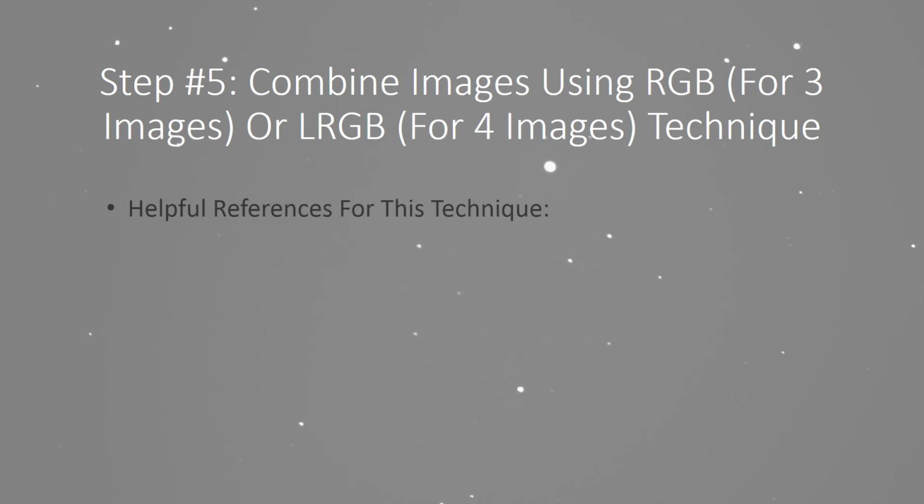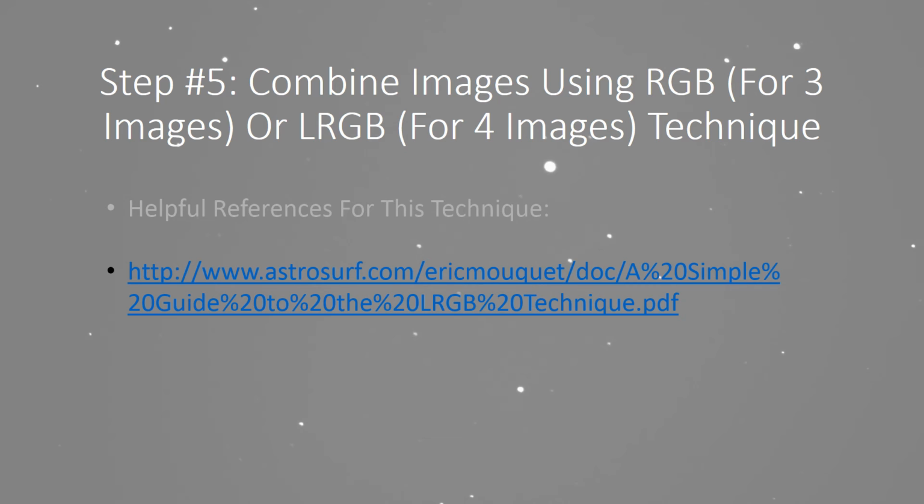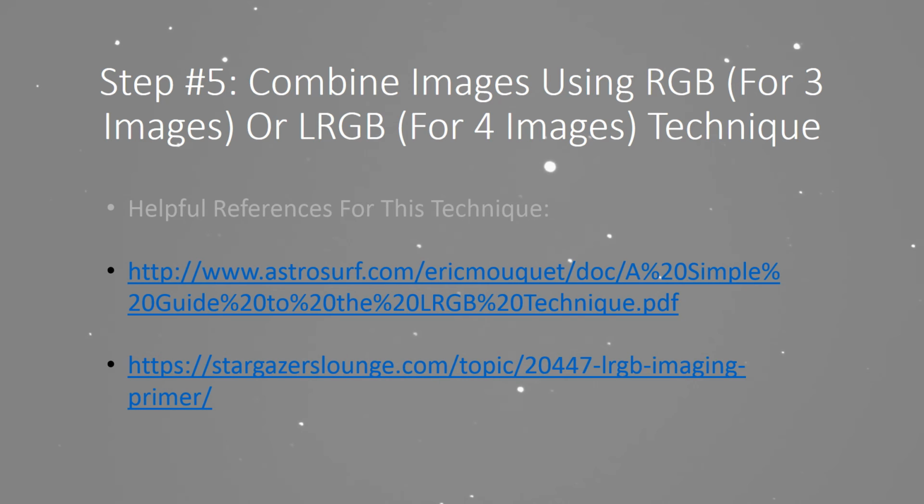The fifth and final step is to combine the images using RGB, red, green, blue, if you have 3 images, or LRGB if you have 4 images. Helpful instructions for this technique are found at the AstroSurf website, also at the Stargazers Lounge website. A search of the internet will produce many other sites with helpful information on the RGB or LRGB technique.